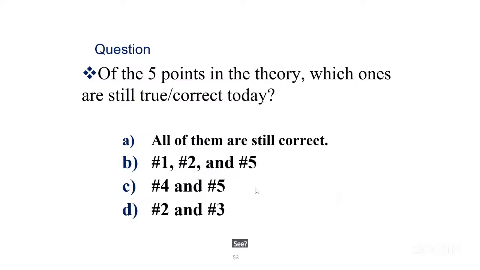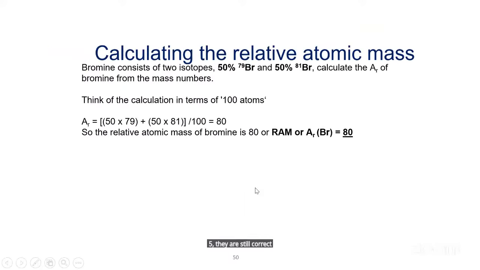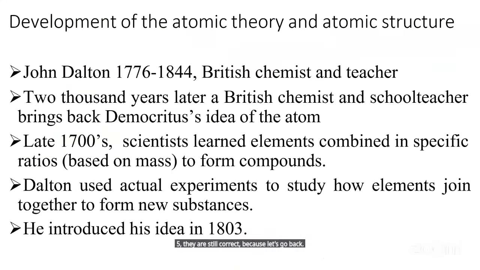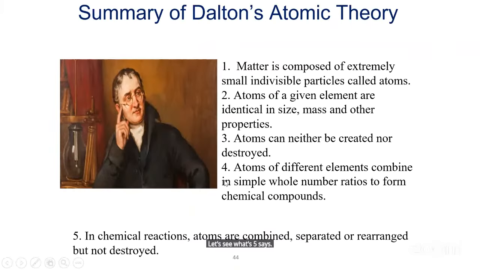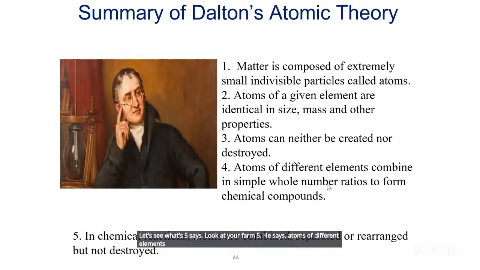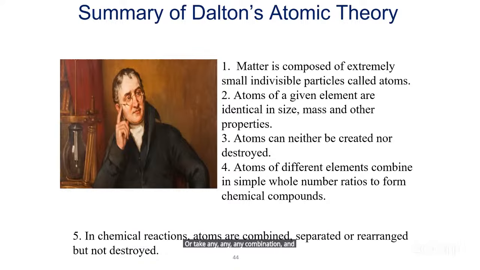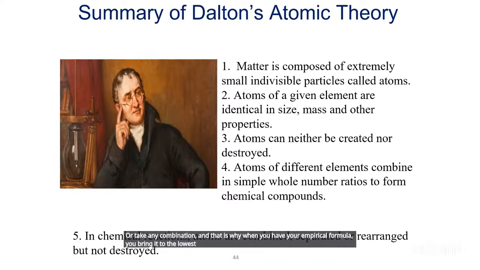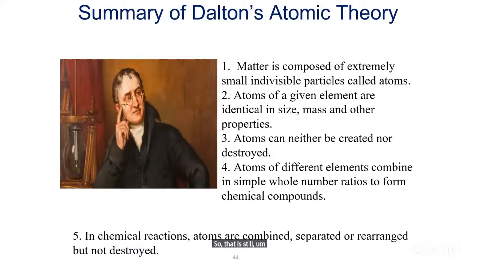4 and 5, they are still correct, because let's go back and see what 4 and 5 say. Look at your 4 and 5. It says atoms of different elements combine in simple whole ratio to form chemical compounds. For example, your CH4, your methane, or take any combination. And that is why when you have your empirical formula, you bring it to the lowest whole number ratio. So that is still true till today.